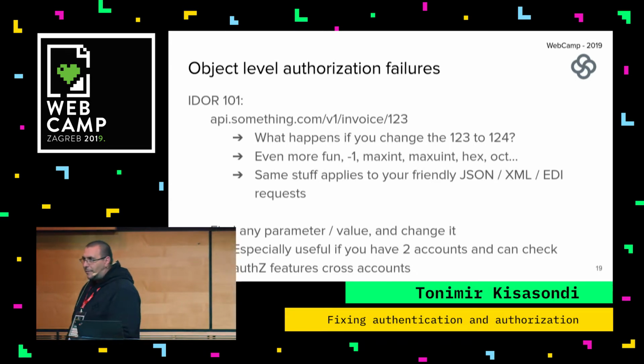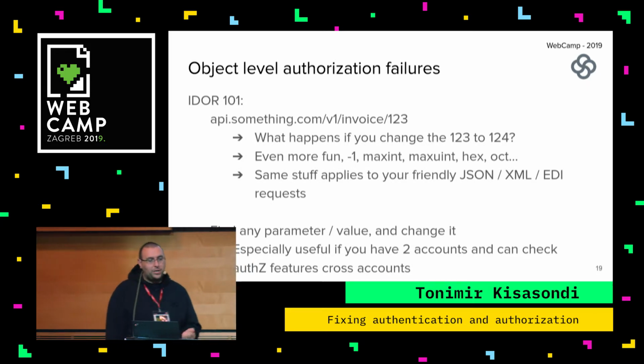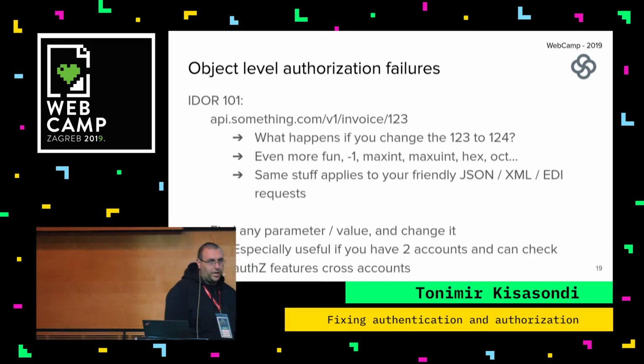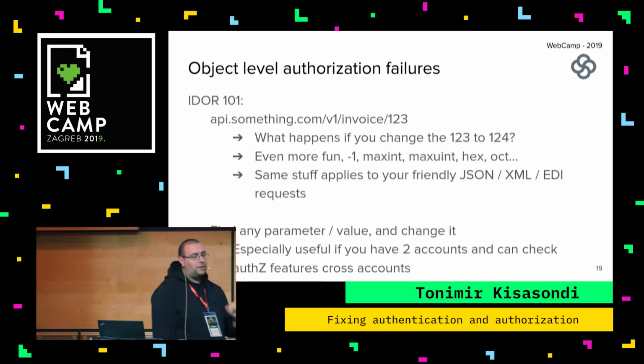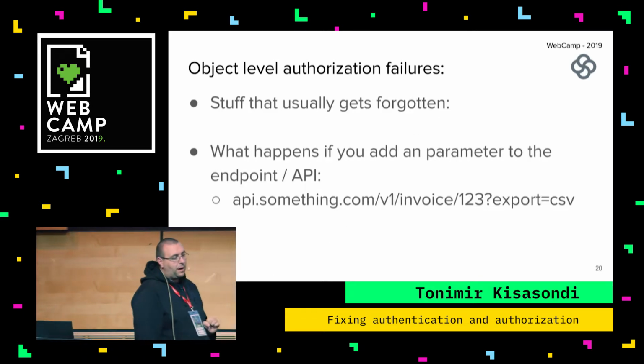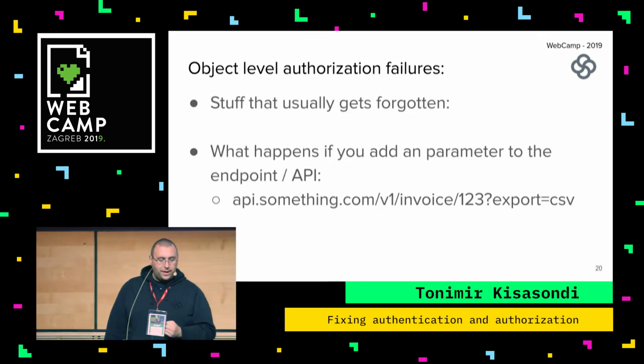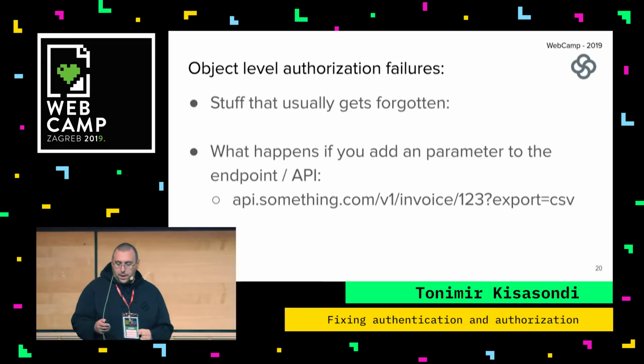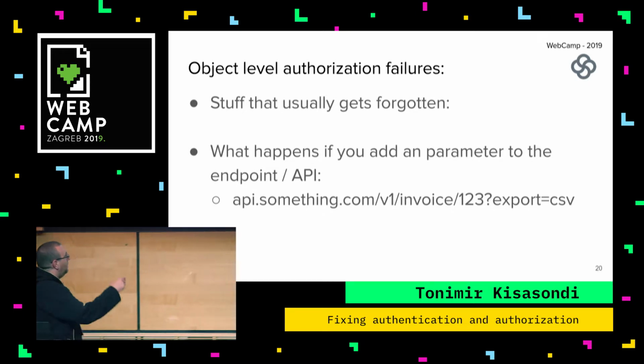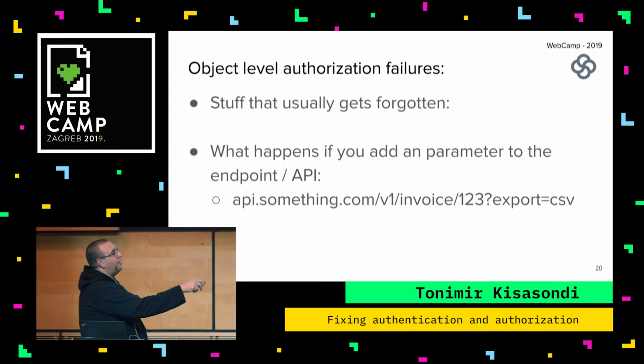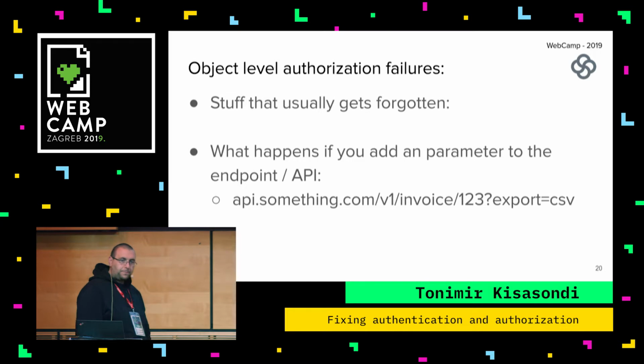So, find any parameter, change it, see what happens. Especially useful if you have 2 accounts and you can change stuff between accounts, to see how authorization is being handled between accounts. What usually gets forgotten? Well, what happens if you have the same endpoint and then you add a parameter like export CSV or export PDF?